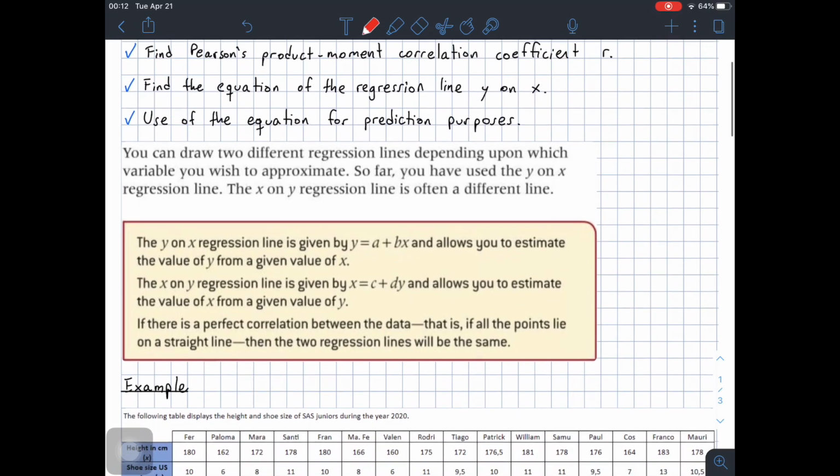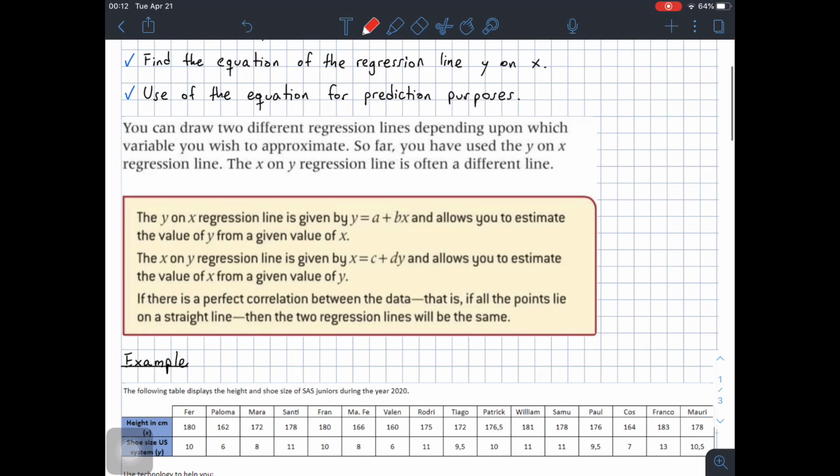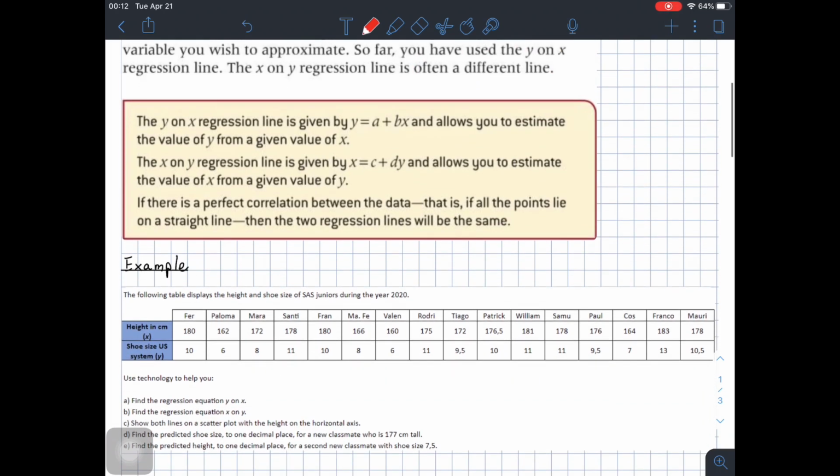Okay, so here it says, you can draw two different regression lines depending upon which variable you wish to approximate. So far, you have used the y on x regression line, but we can also calculate the x on y regression line, and this is often a different line, okay? We're going to see this in the practical example in just a second.